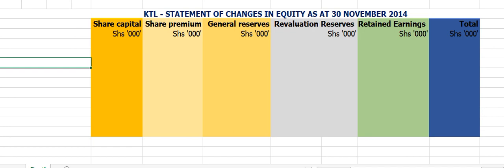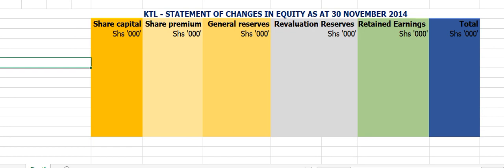Now, when it comes to the statement of changes in equity, as I've told you, it shows the movements in the equity items of the entity. When we talk about equity items, here we are looking at the share capital, share premium, general reserves, revaluation reserves, as well as the retained earnings. Those are the equity items. So we have share capital. Then we also have these other reserves, the share premium, the general reserves, the revaluation reserves, as well as the retained earnings.